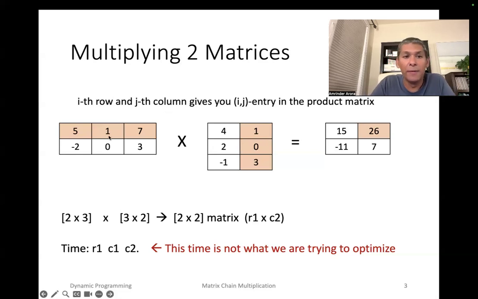And as you can see, you have to produce A times C output entries. And it takes order B time, if this was an A by B matrix, to produce each value. So that's why we call it ABC, or R1, C1, C2, that it takes when we multiply these two matrices. Now, this is nothing that we're trying to optimize. This we just take as a given. When we are multiplying two matrices, this is just how long it takes. So we just accept this as it is.